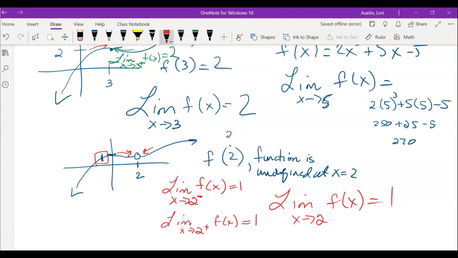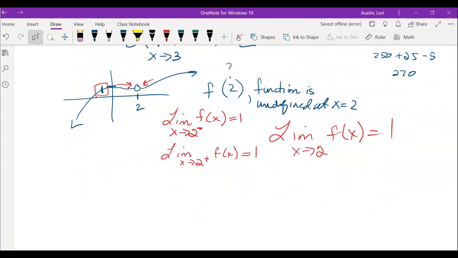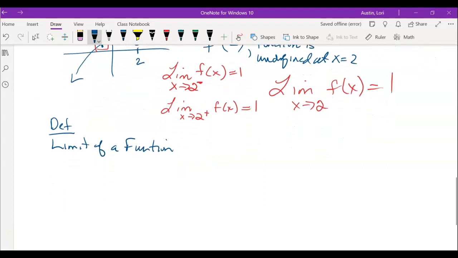Now, there's a lot of different things that can happen. So let's do some definitions now. And the first definition I'm going to give you is the limit of a function. When we do formal definitions, we're going to write everything out. We're going to look at each little piece of it. And these definitions are also written in the notes, so you have them.